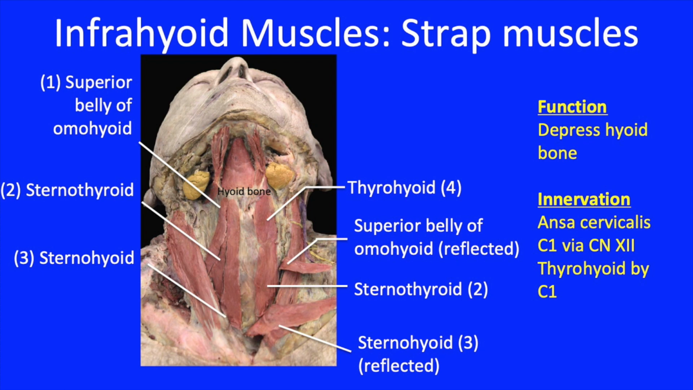Based on their location, all the muscles depress the hyoid bone, an event that occurs after we swallow and raise the larynx to avoid choking. We will discuss the mechanism of swallowing in another lecture. The muscles are mostly innervated by the ansa cervicalis, although the thyrohyoid muscle is independently innervated by the C1 fibers, a distinct branch from the ansa.